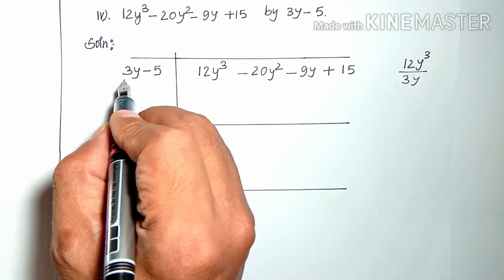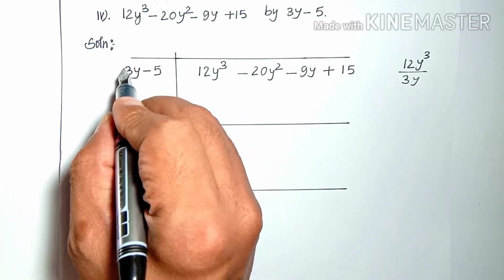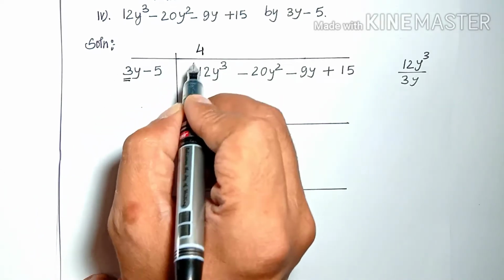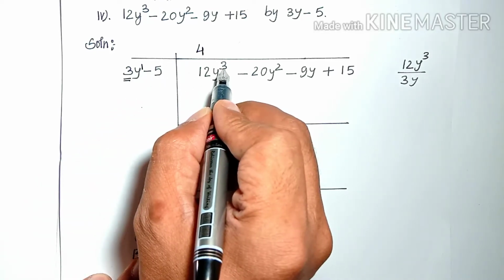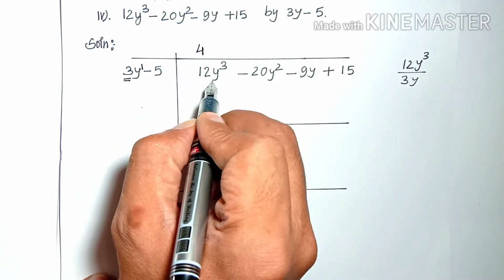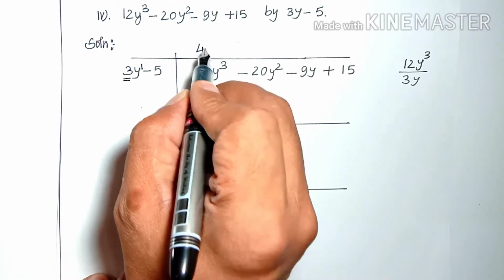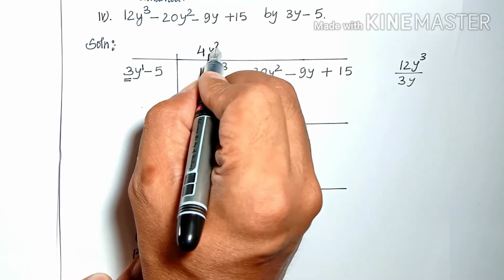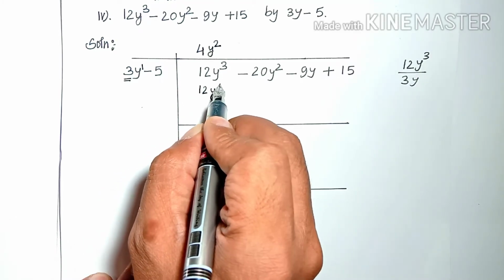Now we can see here 3 table, do we get 12? Yes. 3 into how many? 4. Now the variables y. Here we have 1, here we have 3. So how many y do I need to make here y to the power 3? So here 1, here 3. How many more we need? Yes, that is y square. To get here, that is 12y to the power 3.